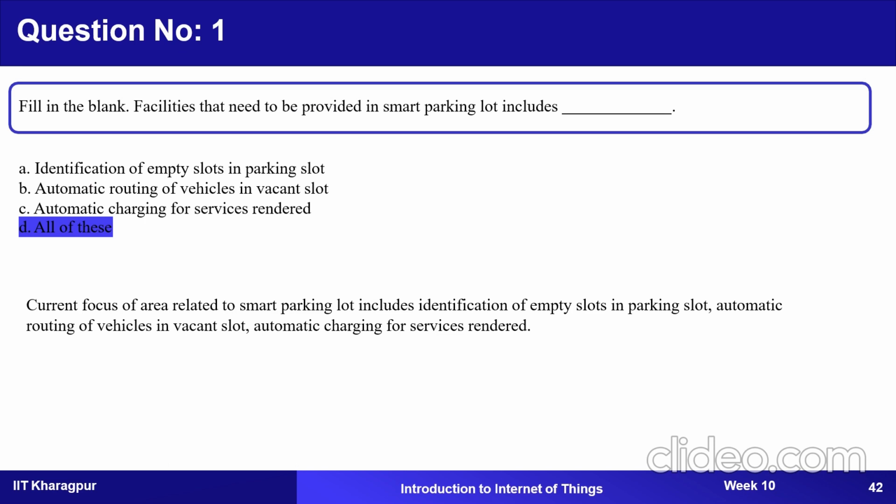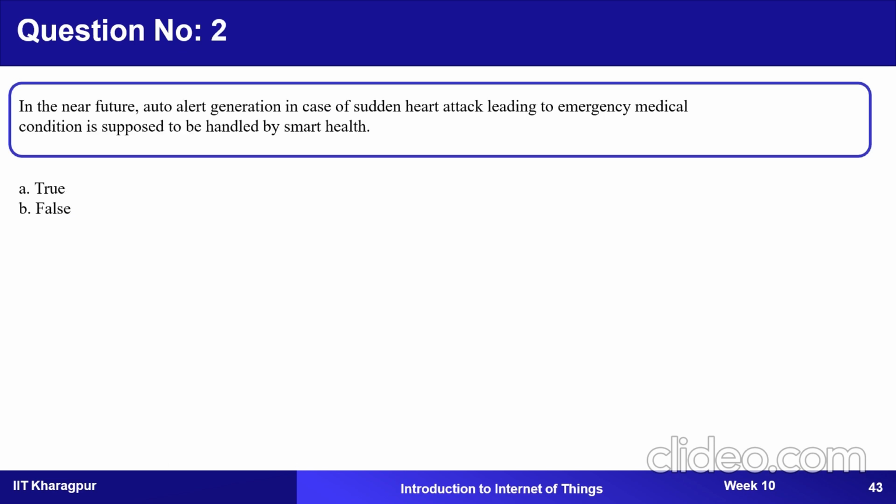So the correct option for this is all of these. Next question is: in the near future, auto alert generation in case of sudden heart attack leading to an emergency medical condition is supposed to be handled by smart health. True or false?